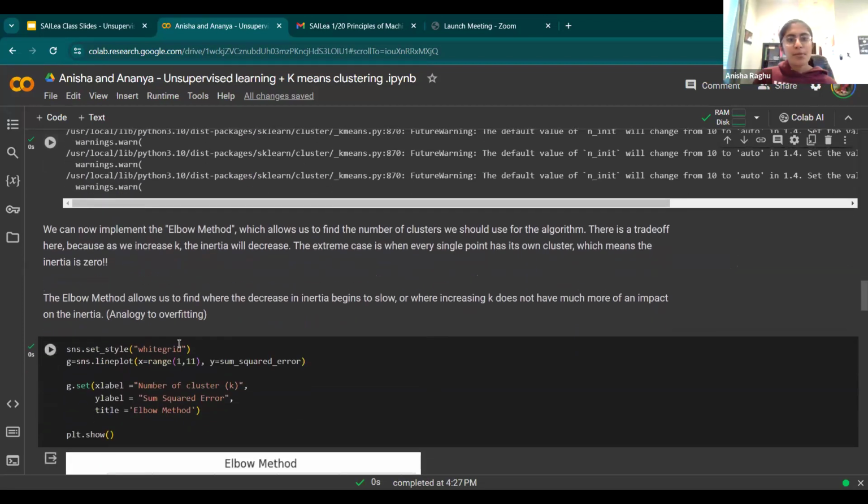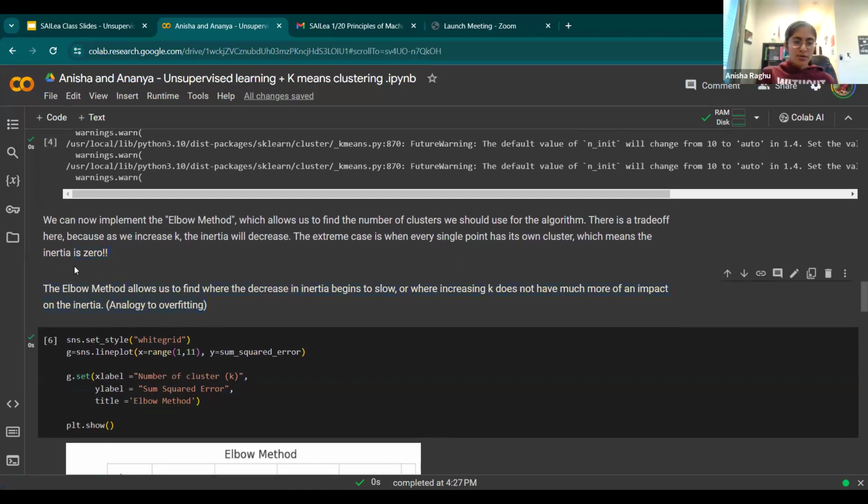Okay, so now we'll be implementing the actual elbow method, which, as I said earlier, allows us to find the number of clusters we should use in the actual algorithm. Just to summarize, there is a trade-off here because as we increase the number of clusters, the inertia will decrease. The extreme case is when every single point has its own cluster, which means that the inertia is zero. And this obviously, as we mentioned earlier, isn't really possible. So we want to find the point where the decrease in inertia begins to slow, or where increasing k does not have much more of an impact.